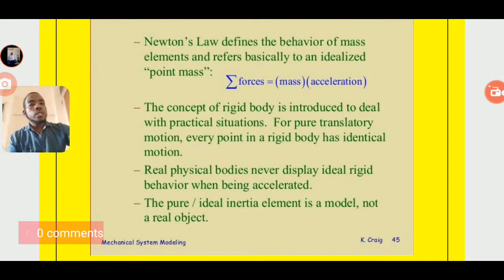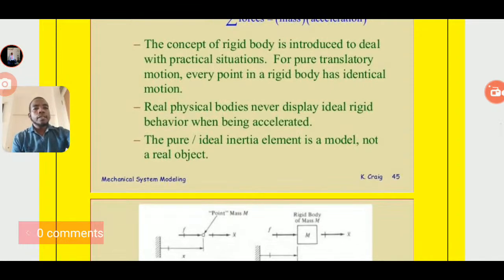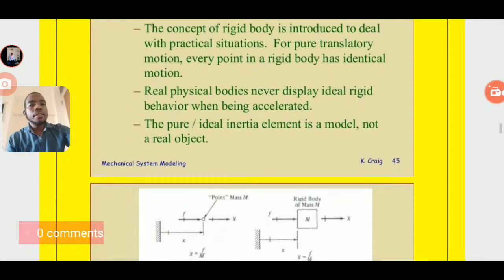Okay, this says that the summation of the force is equal to mass times acceleration. The concept of a rigid body is introduced to deal with practical simulations. For pure translatory motion, every point in a rigid body has identical motion.